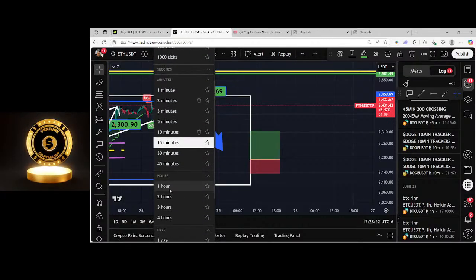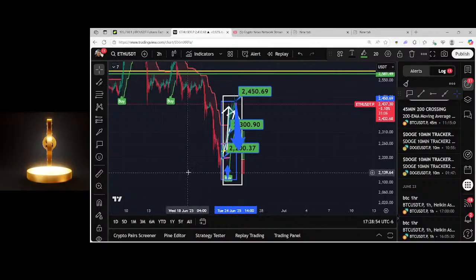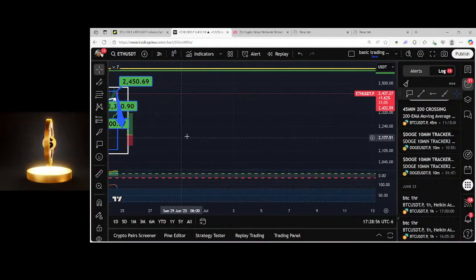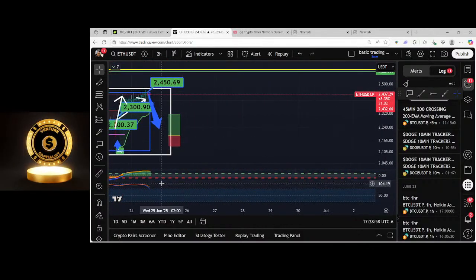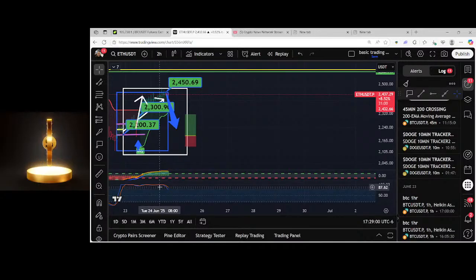We would simply go down to our 2 hour, and you can see right here on the 2 hour. So who was asking for the Bitcoin short? Who was talking about that?